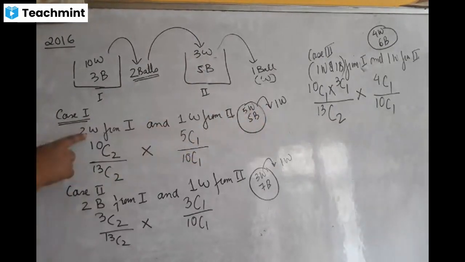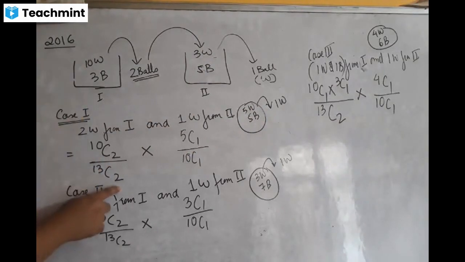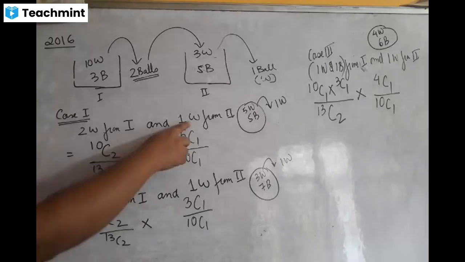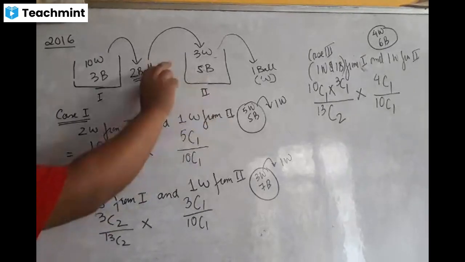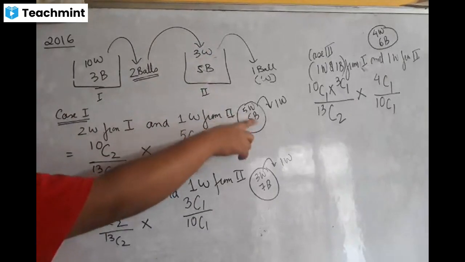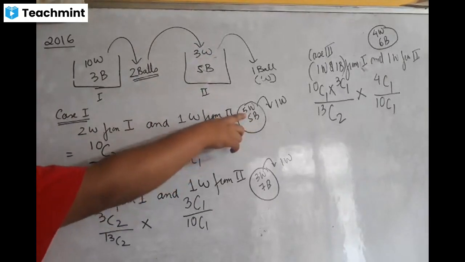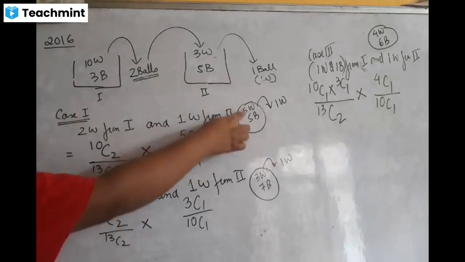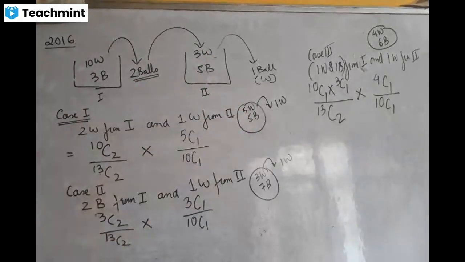See. So 2 white from 1. How many whites are there? We have to take out two from 10. So 10C2. Total is 13, so we have to take out two from 13. Into. Now 1 white from the second, but not from 3 here, because two balls have been added. So what is the new composition? 5 white and 5 black. So from 5 white I have to take out 1. 5C1 over total 10C1. Case 1 is done.